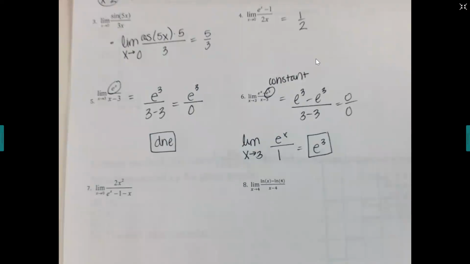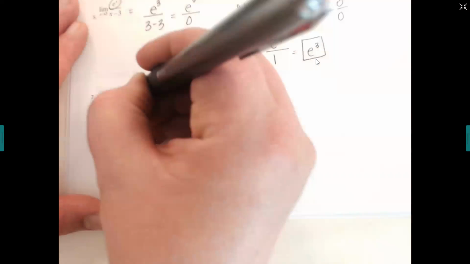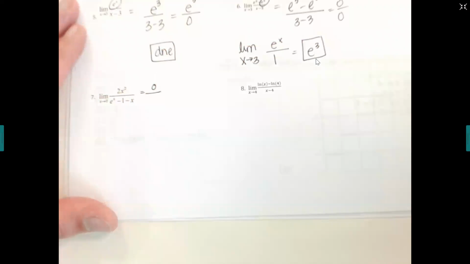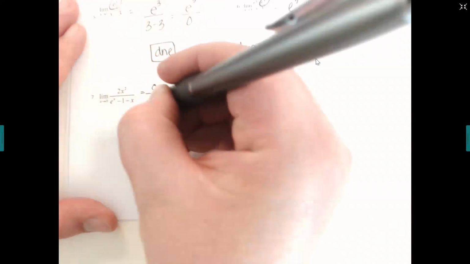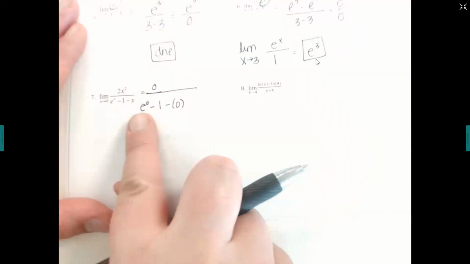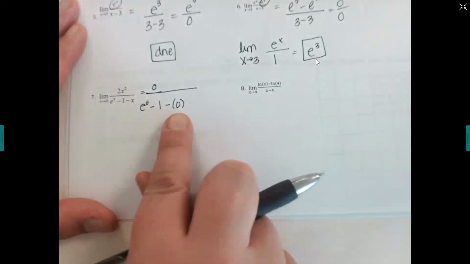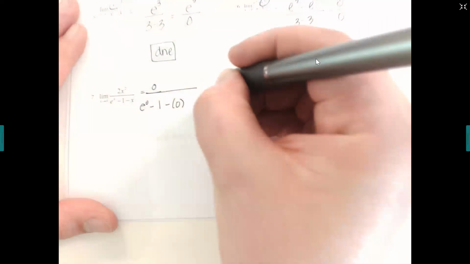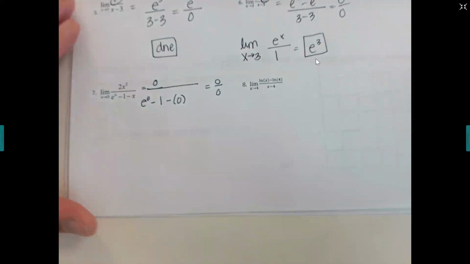Okay, go to number 7. Plug in 0 on top. What do you get in the 2x squared? 0. What do you get on the bottom if you do e to the 0 minus 1 minus 0? So this is a 1, minus 1 is 0, and then minus 0. So this is an indeterminate form. So take your derivative of the top and the bottom and then try the limit again.